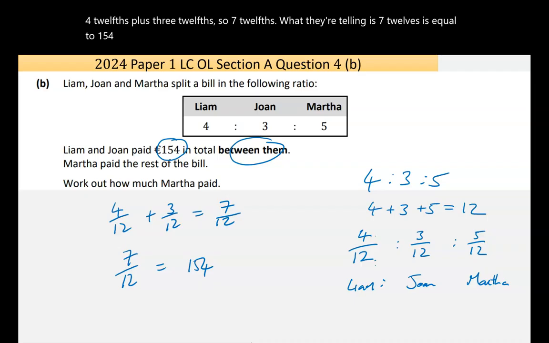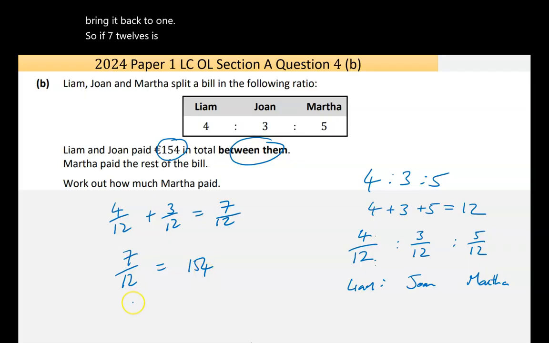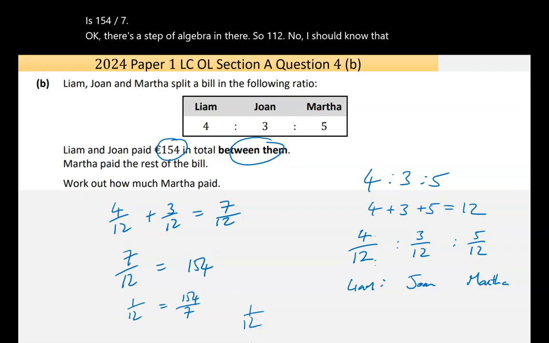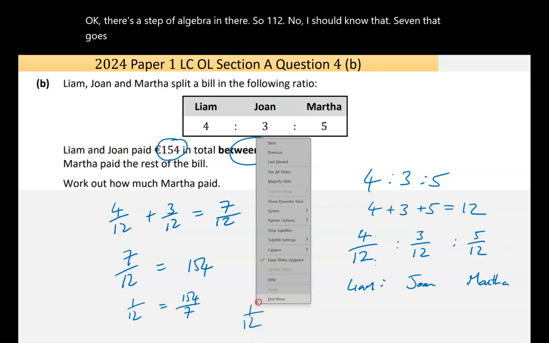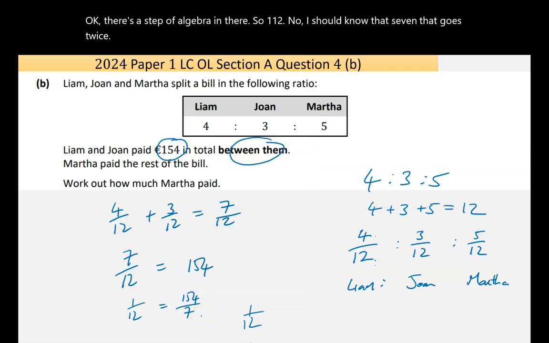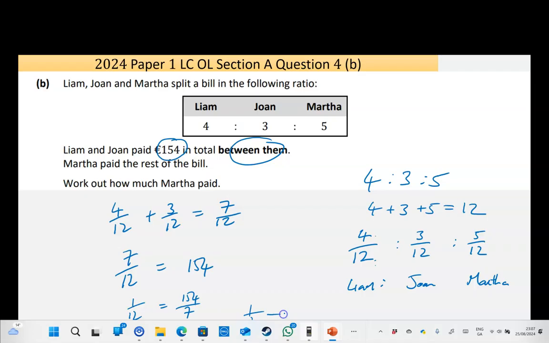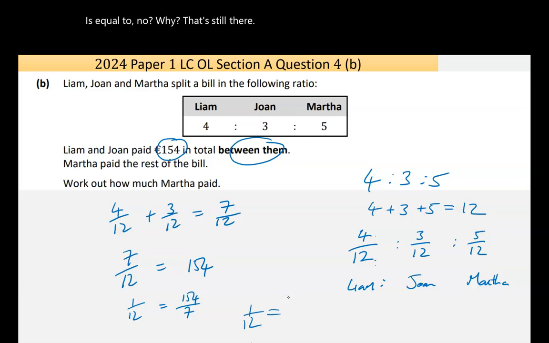Now, my old maths teacher would be screaming in my ear to always bring it back to 1. So if 7/12 is 154, then 1/12 is 154 divided by 7. Now there's a step of algebra in there. So 1/12, I should know that 7 into that goes twice, is equal to 22 euro.